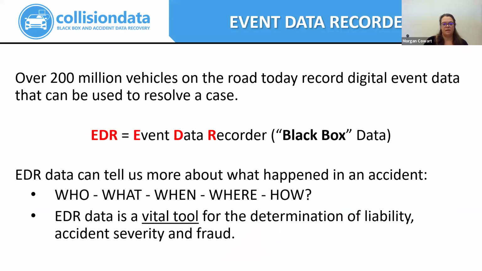So on the road today, there are about 200 million vehicles that have the capability to record digital data events. And this information stored in the black box can tell us who, what, when, where, and how the accident happened. So this is great for determining liability, accident severity, and fraud.